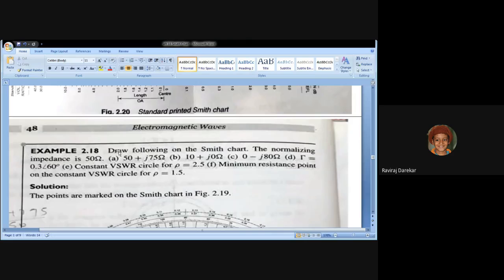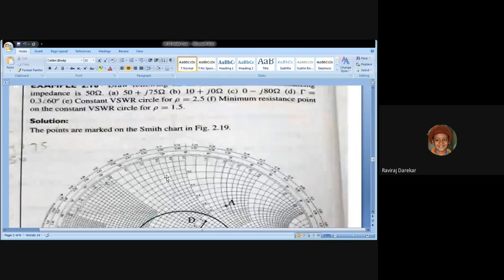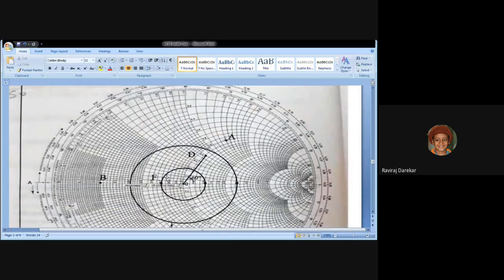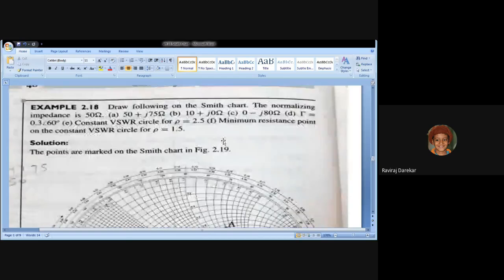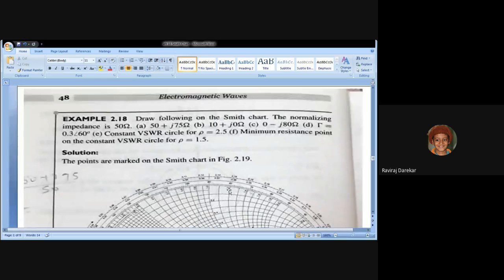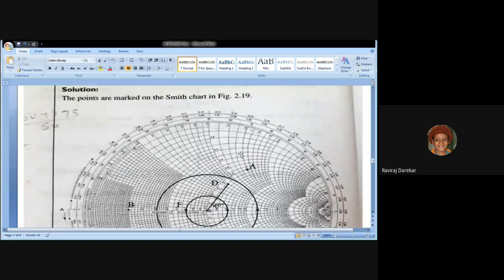Just note that this example A is shown on the Smith chart with the point capital A. Here we can observe that the point A is related to the 50 plus J75 ohm value. Definitely, as we just discussed, this point is on the upper side of the horizontal line because it has inductive reactance, which is positive.